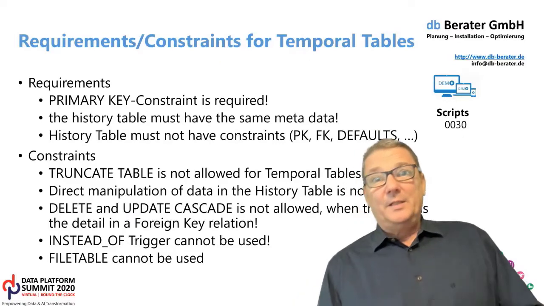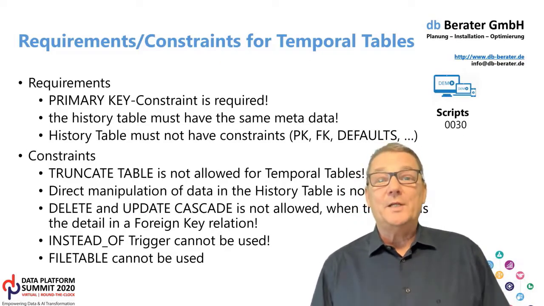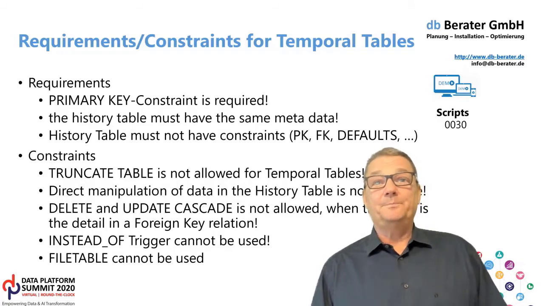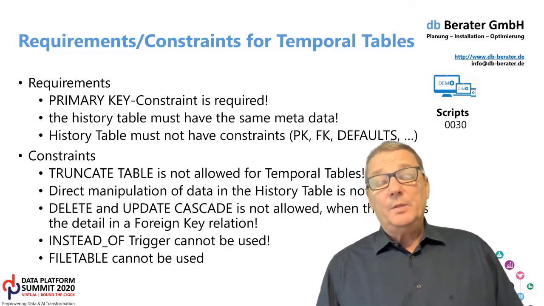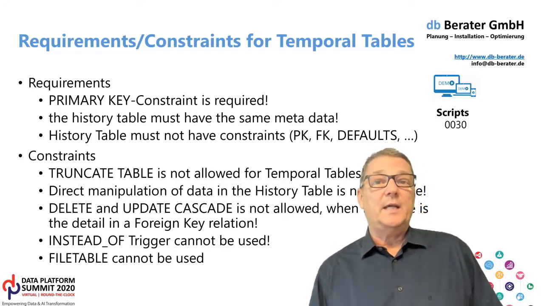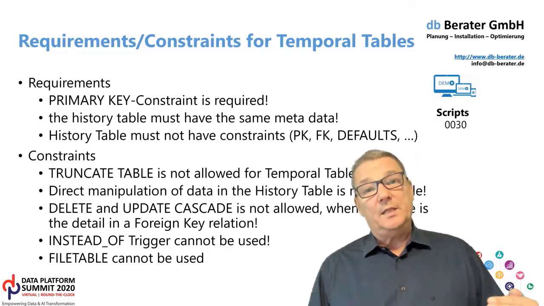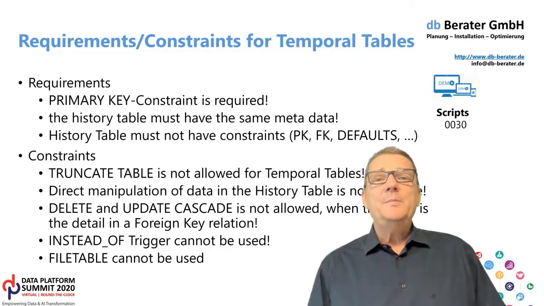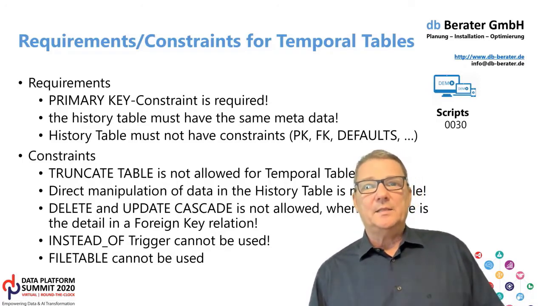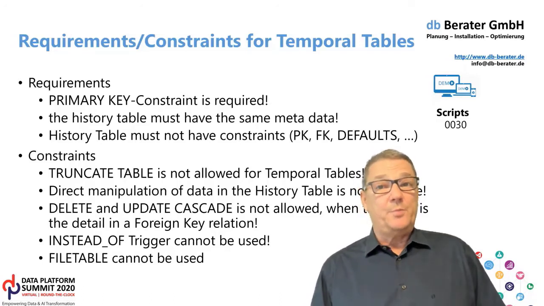Before you start with temporal tables, there are some requirements and some constraints you need to consider. The requirements are a primary key constraint. The history table must have the same metadata, but that is okay so far, because when SQL Server stores the data in the history table, it must have the same structure. The problem is that the history table must not have constraints. History tables are not allowed to have primary keys, foreign keys, or any defaults, because history tables just store data. They do nothing else with it.